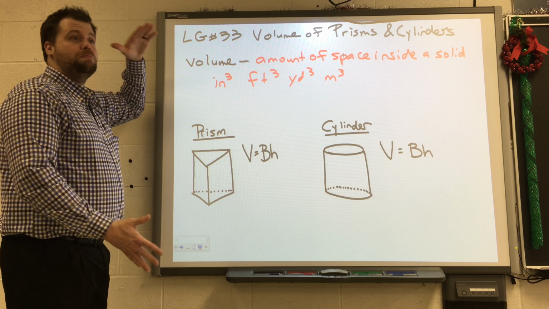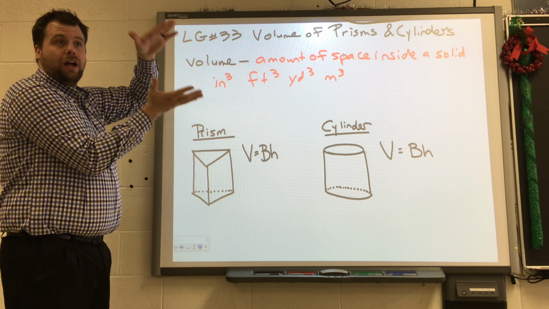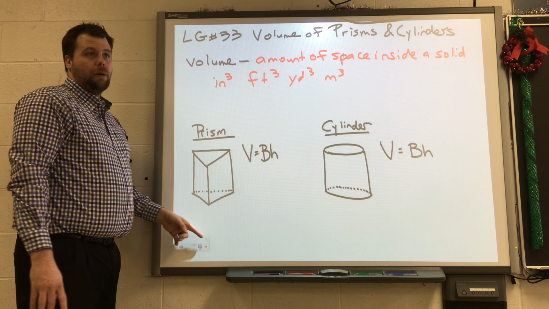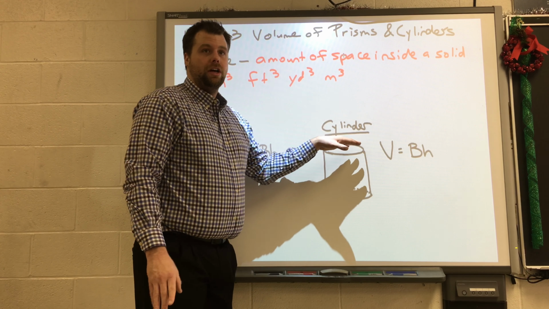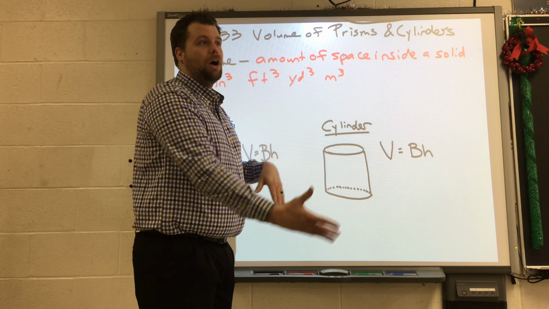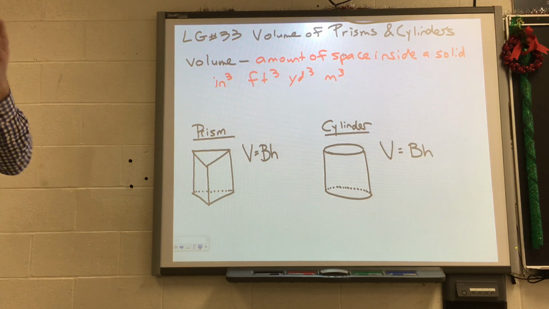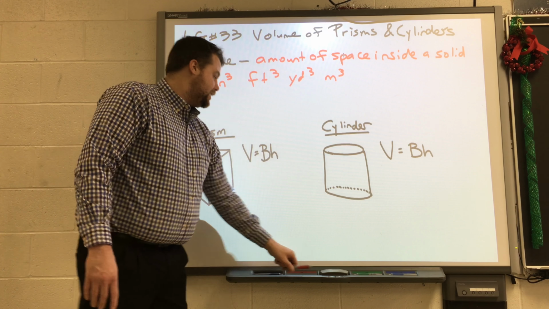They both have two bases that are parallel from each other and they're congruent. So this is a triangular prism with a triangle on top, triangle on the bottom, and they're congruent. And this is a cylinder, has a circle on the top, circle on the bottom, and those circles are congruent. They're exactly the same size.